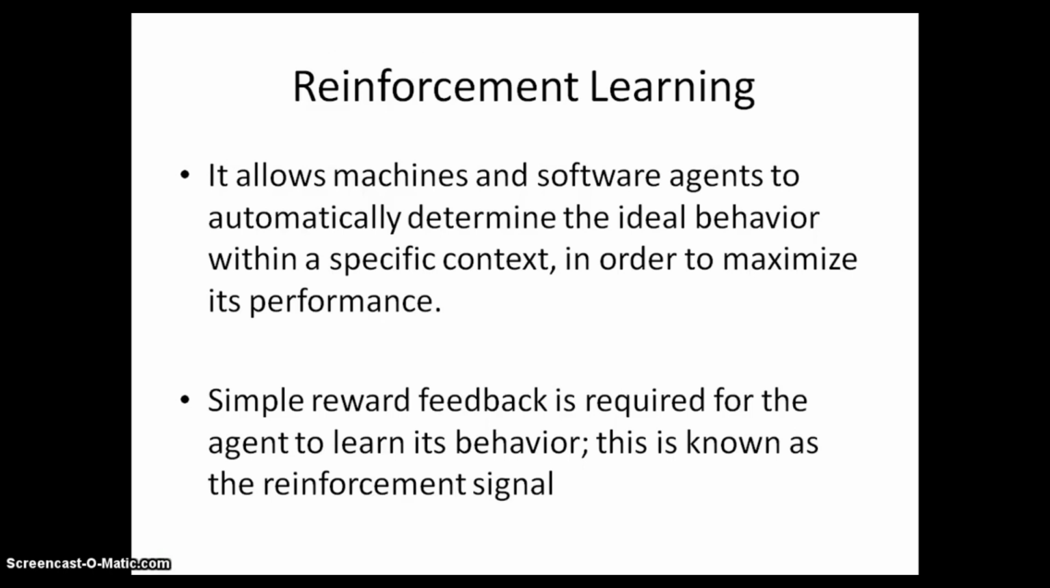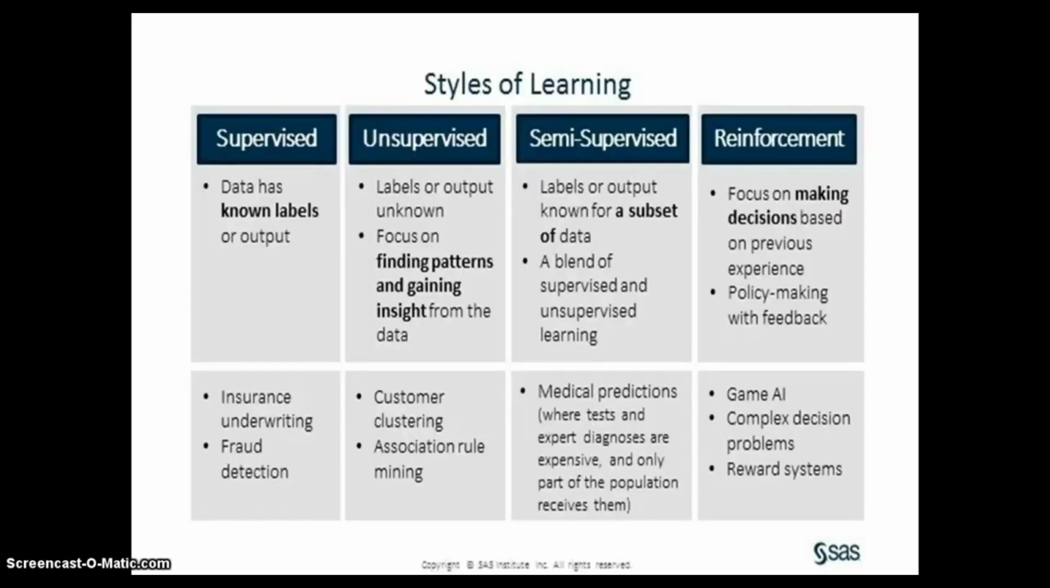Next is reinforcement learning. It allows the machine and software agent to automatically determine the ideal behavior within a specific context in order to maximize its performance. Here reward feedback is required for the agent to learn its behavior. This is known as the reinforcement signal. So it is based on the reward, or this model will learn from the mistake. So what are the algorithms that fall under this category, we will see.